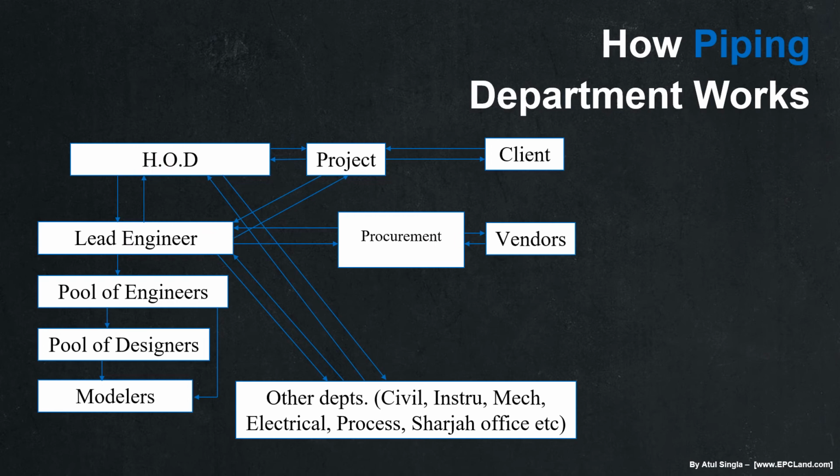At the same time, we have to coordinate with the other disciplines to get information and to provide information. So in civil, for example, there will be a lead engineer and an HOD. All those coordination activities will be done by their counterparts with the piping counterparts. So the HOD will be associated with the other discipline HODs, and lead engineers with lead engineers. So you can say the HOD and lead engineers will be coordinating with other disciplines also.